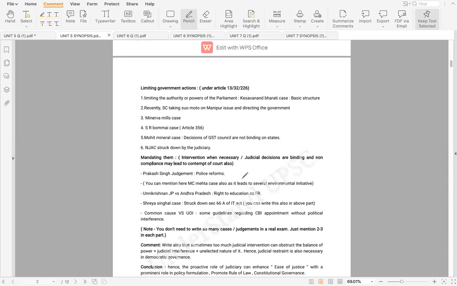We'll now talk about how they've limited the government actions. You can also mention under what powers of articles they enjoy that they're limiting. So judicial review is the first article, that is Article 13. Second, you have 32 and 226, wherein the Supreme Court and the High Court are empowered to do so. For instance, you have limited the authority or powers of the parliament. For instance, the Kesavananda Bharati case, which came out with the basic structure doctrine back in 1973. Right. Secondly, you would have seen that the Supreme Court suo moto took up the Manipur issue and directed the government to do something, wherein it also limited the government actions.